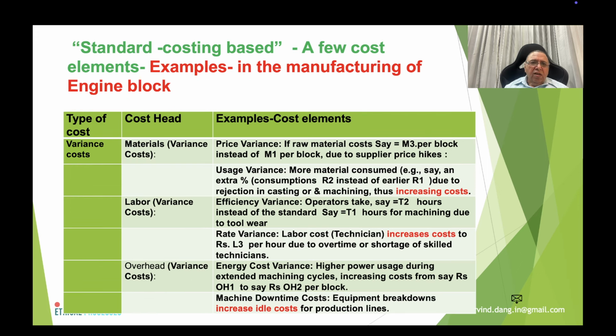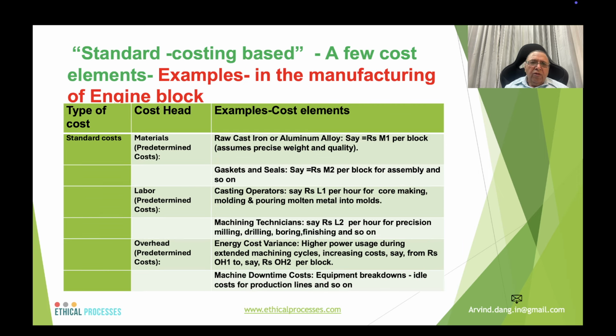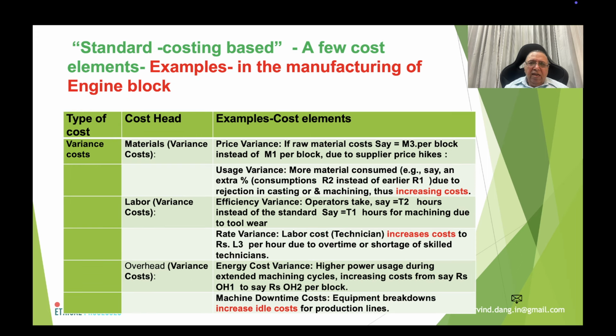Now, variance cost, materials variance cost. This can be if the raw material costs are actually M3 per block instead of M1 per block due to supplier price hike. We looked at this material cost, say M1 per block for the raw materials, and if this goes up to say M3, then that causes variance. Then there can be usage variance also. That means more material is consumed, say an extra percentage of consumption, R2 instead of earlier R1, due to reaction in the casting or machining, thus increasing the cost.